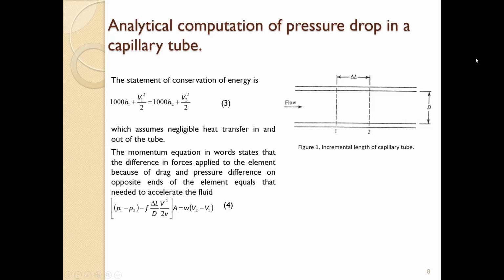Now, the statement of conservation of energy, Bernoulli, no losses, no work, no heat. This is 1000 H1 plus V1 squared over 2 is equal to 1000 H2 plus V2 squared over 2, which assumes negligible heat transfer in and out of the tube. So the 1000 is for SI units, tandaan nyo, kasi yung H1 is in kilojoules per kilogram. So 1000 magiging joules per kilogram kasi ang labas nito is joules per kilogram.